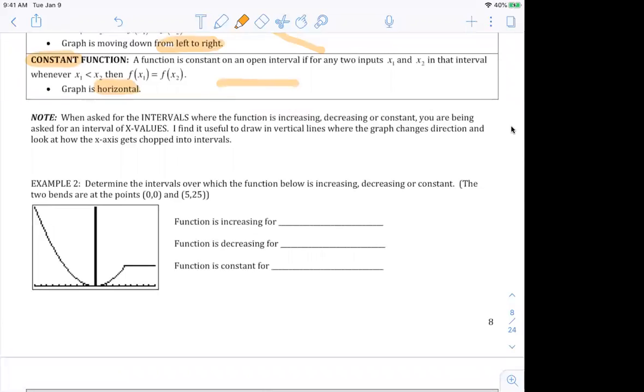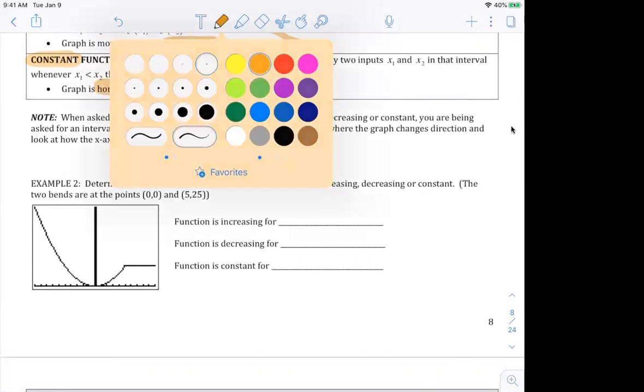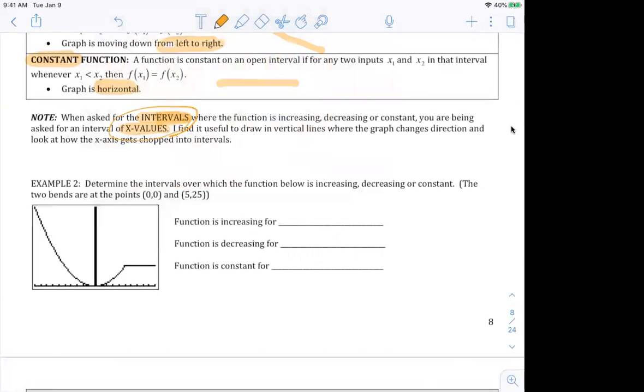As a really important note, when asked for intervals, intervals are always x values. I don't know how to stress that enough, but intervals are always, always, always x values. A lot of students will get that wrong because they'll name y values. You've got to memorize that. It's going to be the same all year. Whenever we ask for an interval, we're talking about the x values.